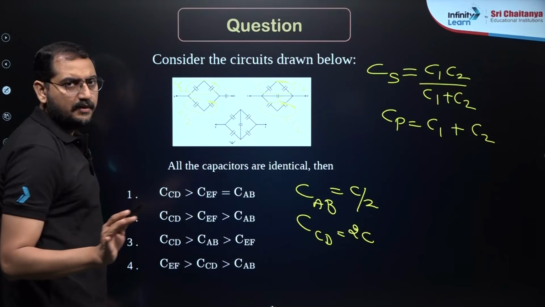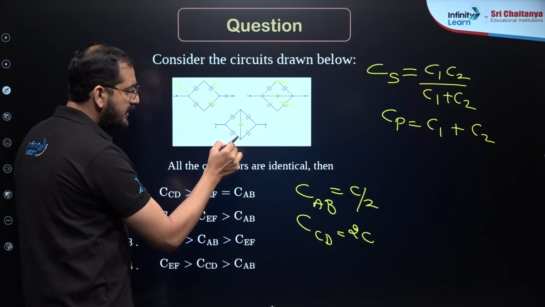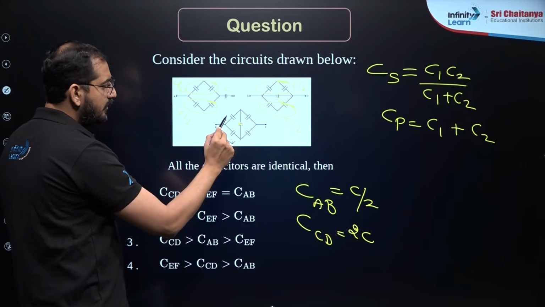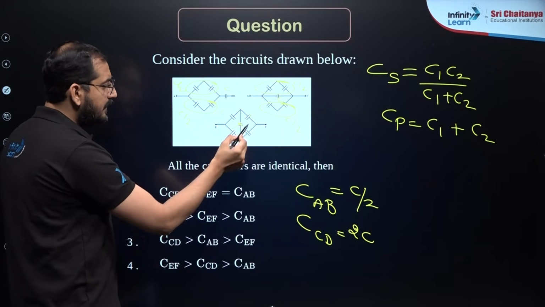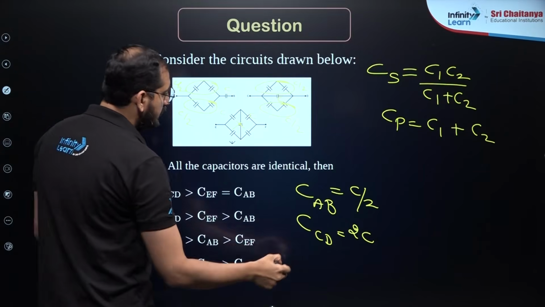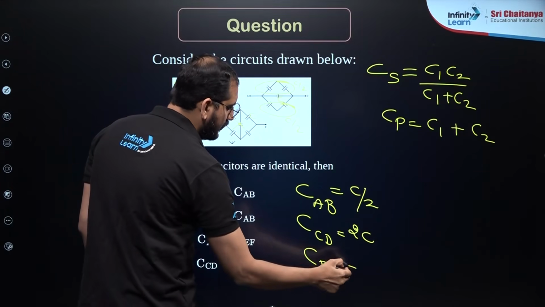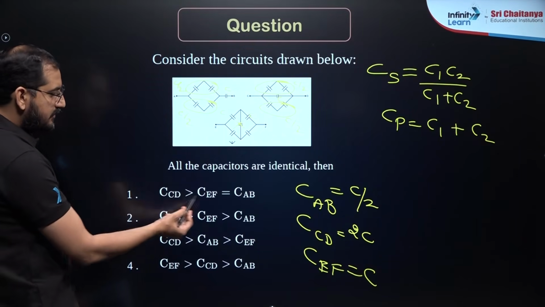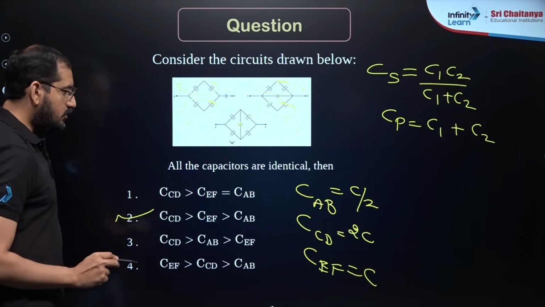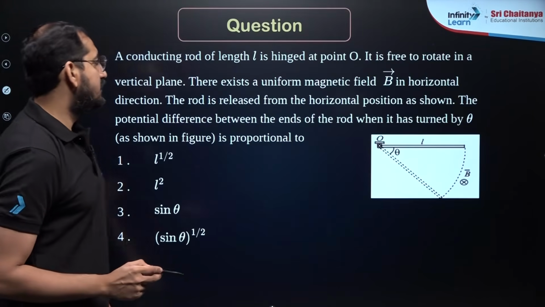This is a classic Wheatstone bridge. We can just ignore the middle line, and then for this C and this C, the upper branch will give C by 2, the lower will give C by 2, and both together will give C. So for EF, the value is going to be C. CD is highest and AB is lowest. So option 2 will be your correct answer. Okay. Let's move ahead to our next question.